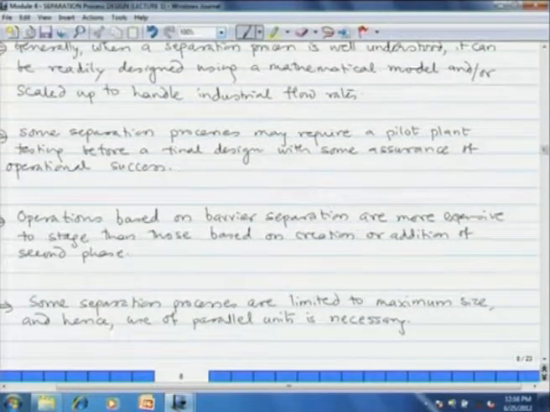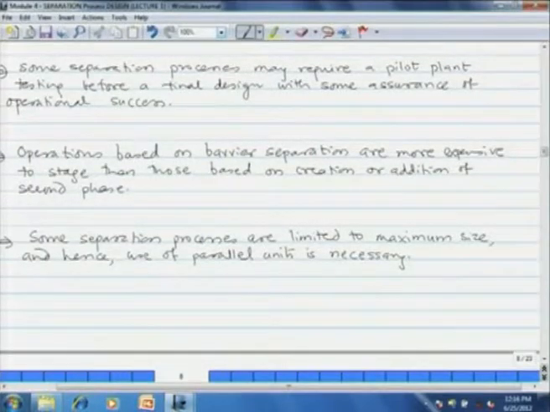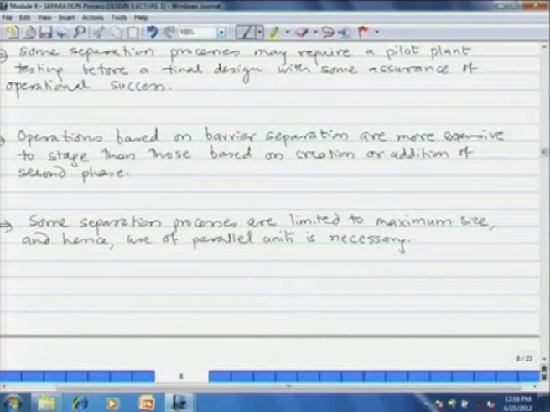Some separation processes are limited to a maximum size, hence the use of parallel units is necessary. If the throughput is very large, then the size of a single unit treating the entire throughput becomes impractically large. In that case, you have to go for several parallel units. In some cases, there is a problem of fouling, there is a problem of clogging, some operational problems.